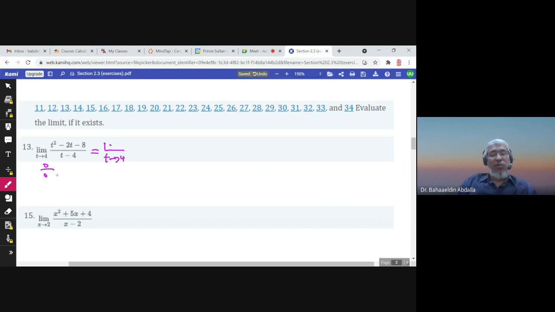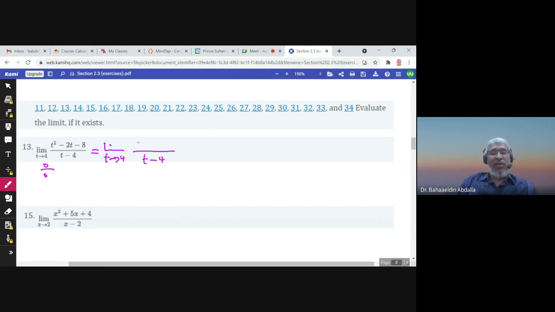0 over 0 means that here we have t minus 4. That's why when we replace t by 4, we got 4 minus 4. And we must have t minus 4 also in the numerator, because it was also 0 when we replaced t by 0. So try to factor the numerator here.